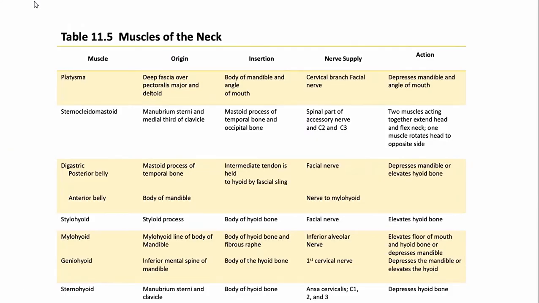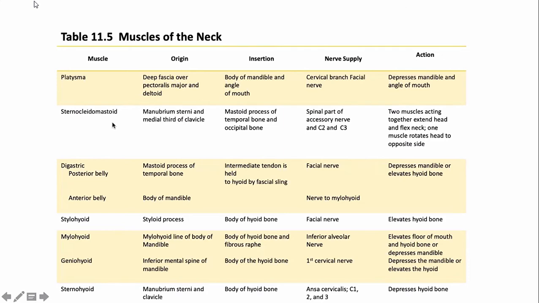This is the summary of the muscles of the neck. The first one is the platysma. The platysma originates from the deep cervical fascia over the pectoralis major and the deltoid muscles. It is inserted into the body of the mandible and the angle of the mouth. It is innervated by the cervical branch of the facial nerve. The action of the muscle is to depress the mandible and the angle of the mouth.